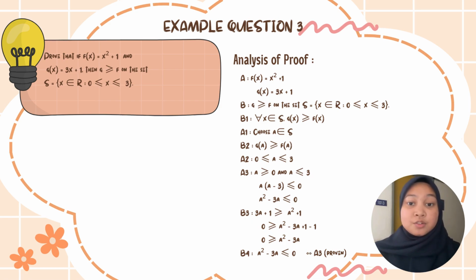At B2, we conclude g(A) more than or equal to f(A) because we write x in terms of A in S. Then A2 is 0 less than or equal to A less than or equal to 3. A3, we separate each value and get it in one term, which is A squared minus 3A less than or equal to 0. B3, we put in the values of g(x) and f(x) and solve the equation, and the final solving we make as B4, which is the same as A3, so it is proven.